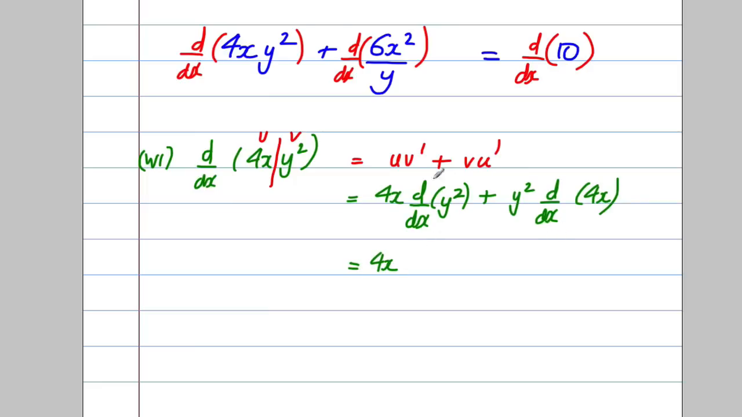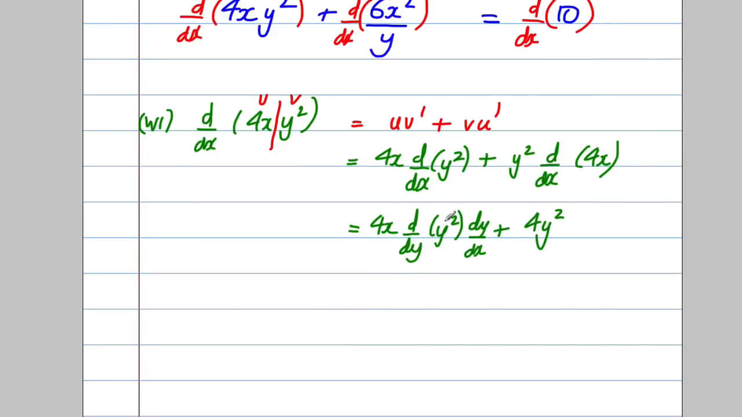And how do I do this? Well, I can leave the 4x there. I have to trick myself into thinking this is d by dy of y squared multiplied by dy by dx. Because it's a function of y, I'm going to differentiate with respect to y and multiply afterwards by dy by dx. But this one I can differentiate straight off and it will be 4, so plus 4y squared. This one, d by dy of y squared is going to be 2y, so this would be 8xy, so we'd have 8xy dy by dx plus 4y squared. So when we differentiate the first component, 4xy squared, I got the following.